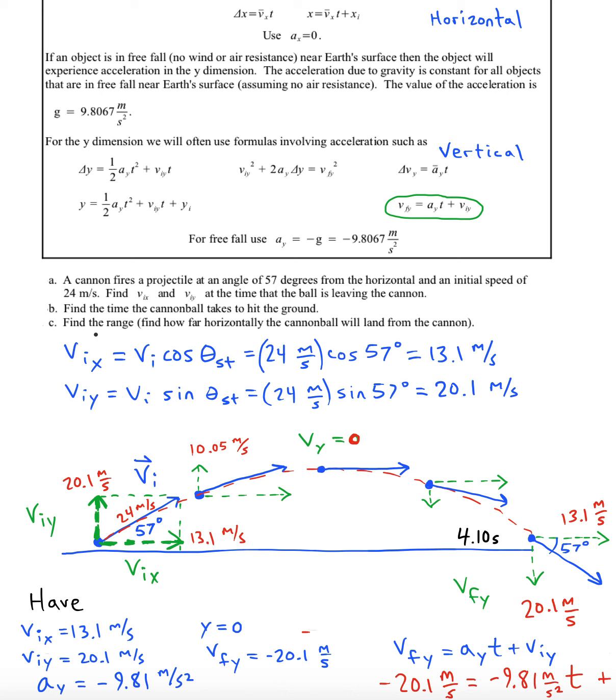Now we want to find the range. How far horizontally will the cannonball travel before landing? We're talking about this distance here, and of course it has the letters delta x. So whereas in order to find the time we analyzed the vertical dimension, in order to figure out how far the projectile goes horizontally, let's analyze the horizontal dimension. So we'll use this formula right here: delta x equals Vx times t.